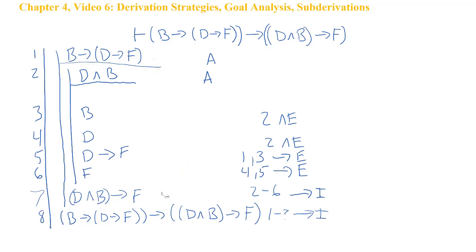which is if B then if D then F, then if D and B then F, which seems so complicated to start with, right? And it is just 1 through 7 arrow introduction. So that's an example of how goal analysis can take what appears to be a very daunting derivation and make it a little less daunting.